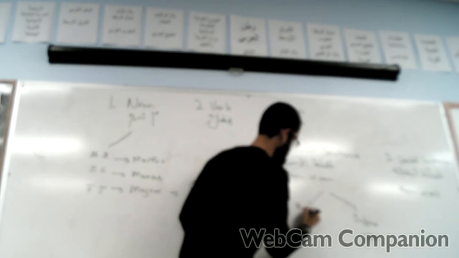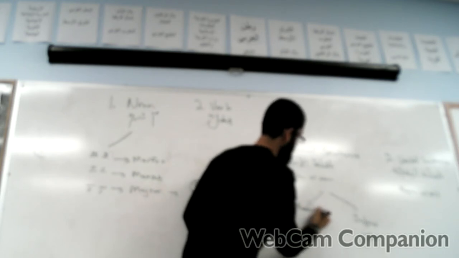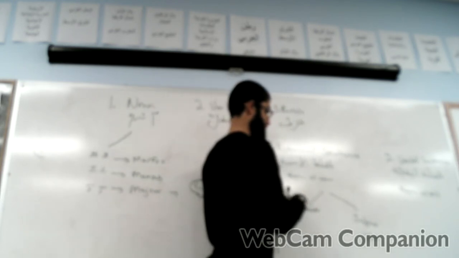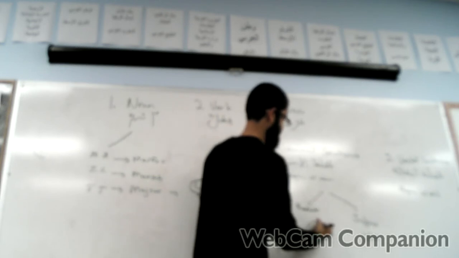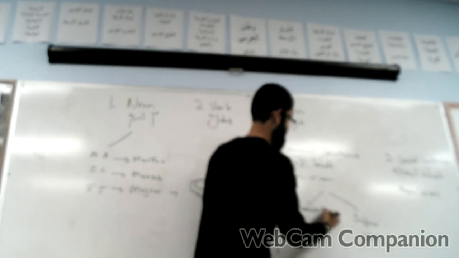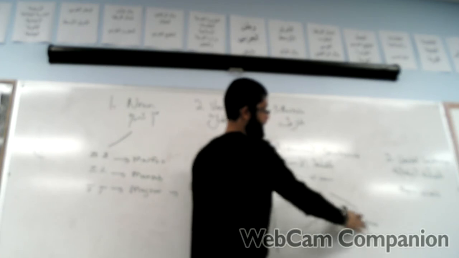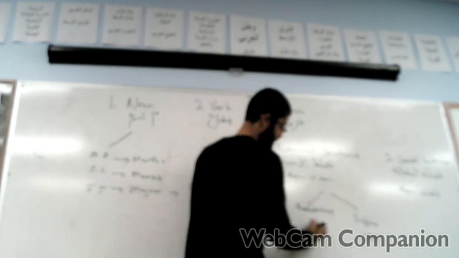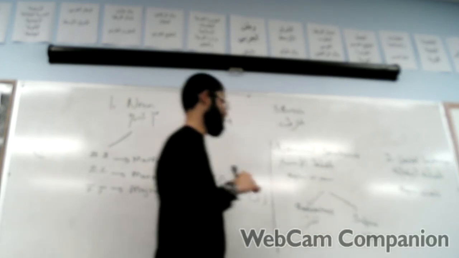So you have the subject, which is called mubtada. And then you have the predicate. What's another name for predicate in Arabic? In English, it's news. So it's whatever you're telling us about the subject. Khabarun. Okay?